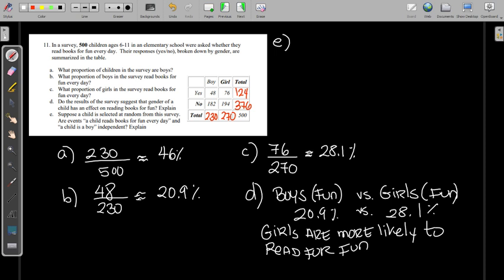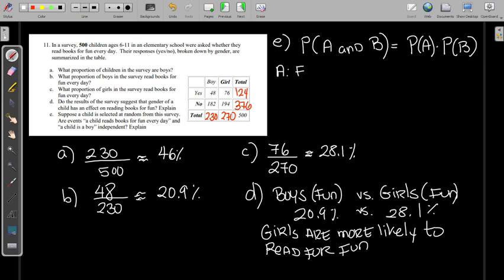Okay, and the last question, I'm going to do it over here on the top. It says, suppose a child is selected at random from this survey. Are the events a child reads a book for fun every day and a child is a boy independent? Now, if you remember, we had a formula to prove independency. This is the formula for independency: P of A and B equals P of A times P of B. This is the formula if you ever want to prove independency. A is the event, a child reads for fun. That's the first thing.